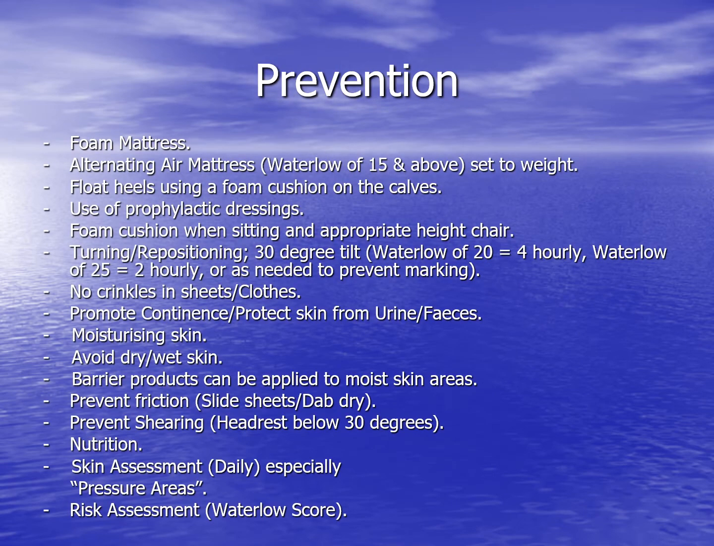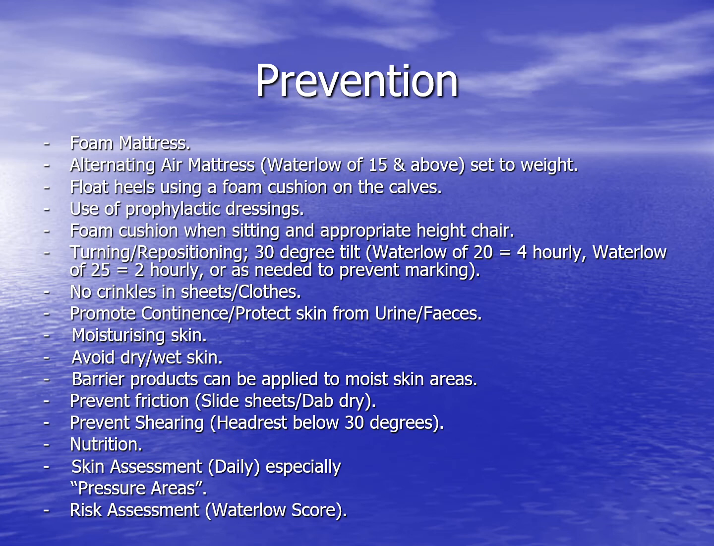Prevention. So once we've done the Waterlow score, we would then write the care plan based on that score, based on our clinical judgment. We would try and work with the service user as well, and any relevant others, to produce that care plan. It should be individualized, but some of the things that we could put in there and what we'd have to implement would be as follows. So when they're at risk, from a Waterlow score of 10, we'd say we'd at least have a foam mattress.